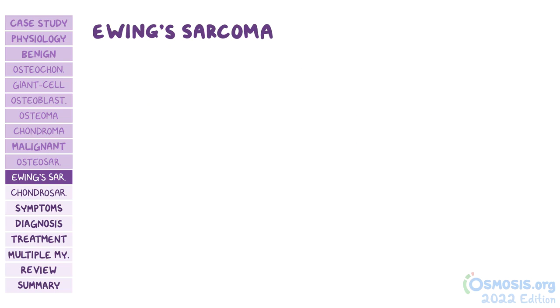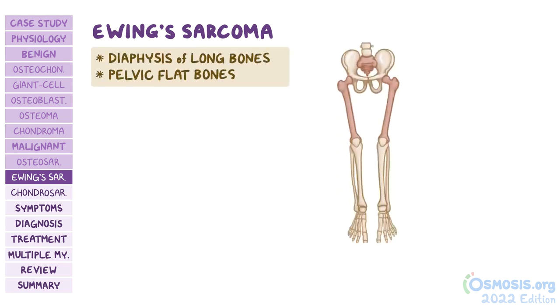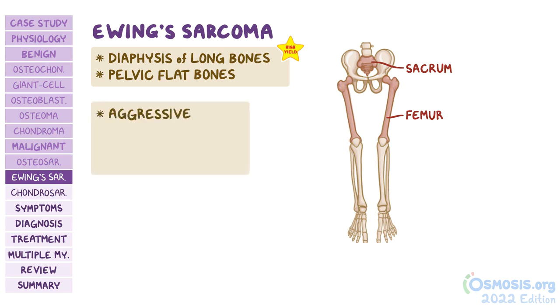Alright, so the preferred location of this type of tumor is the diaphysis of long bones and the pelvic flat bones, especially the femur and the sacrum. Like most malignant tumors, Ewing sarcoma is aggressive, resulting in early metastases. But the good news is that it responds well to chemotherapy.